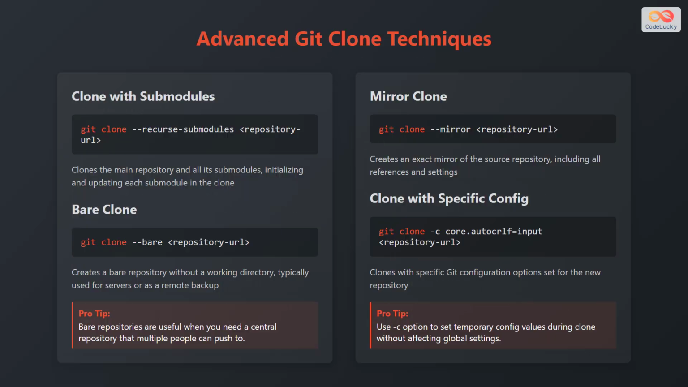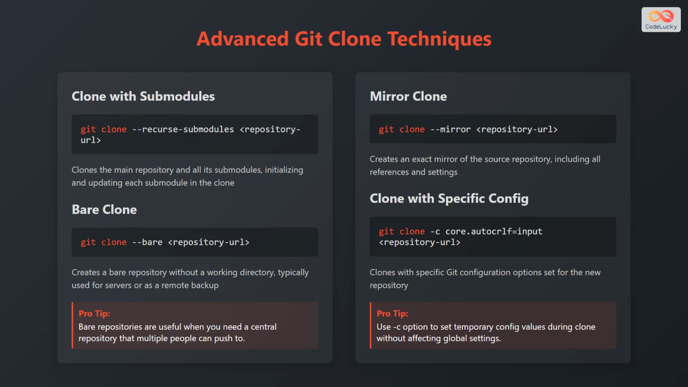Let's explore some advanced Git clone techniques. To clone a repository along with its submodules, use the recurse submodules option followed by the repository uniform resource locator. For example, git clone --recurse-submodules, then the repository URL. This will initialize and update each submodule in the clone.